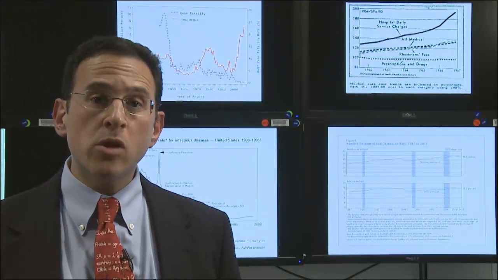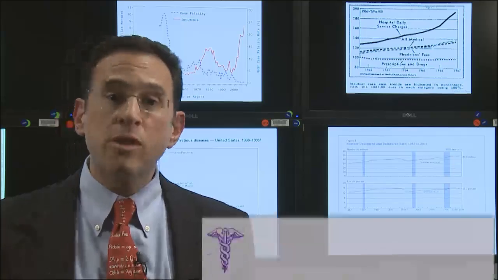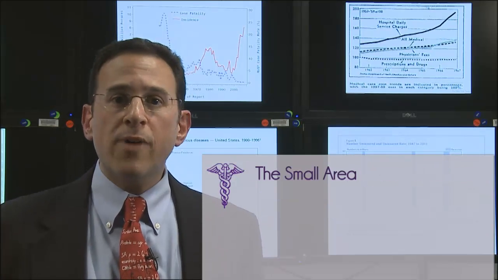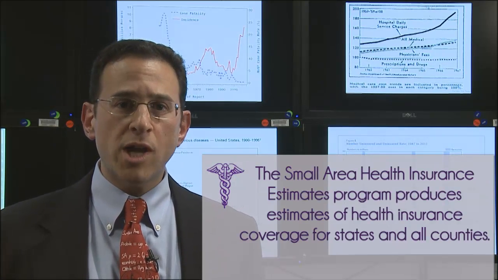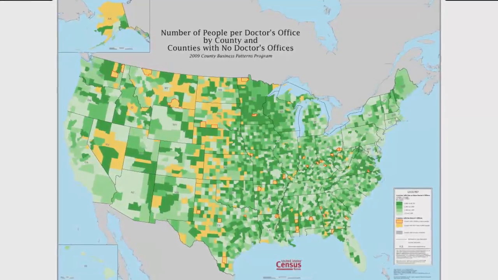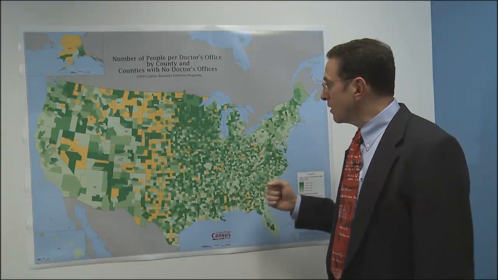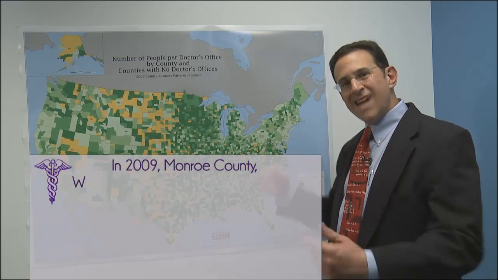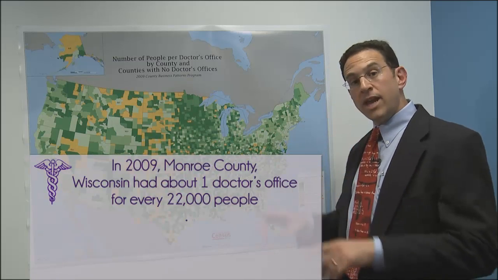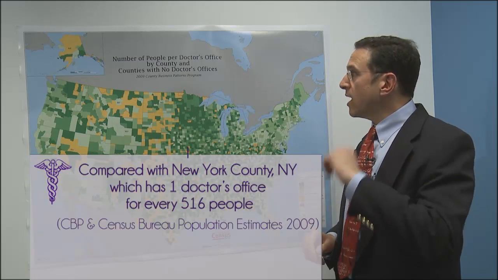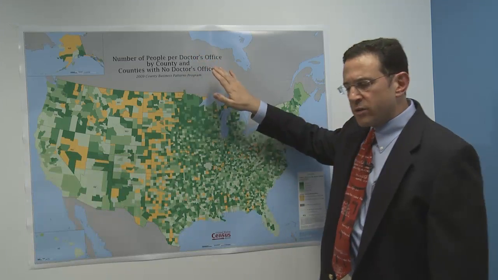If you're interested in smaller geographies, we have the American Community Survey, as well as the Small Area Health Insurance Estimates Program. Both of these provide health insurance coverage rates on smaller geographies. The American Community Survey can go down to the block group level, for example. Are you living in an area where there are doctors and nurses who can treat you? Using the data from our County Business Patterns program, we can create a map showing where the doctor's offices are in the United States and then relate those to population figures to produce the number of people per doctor's office by county.